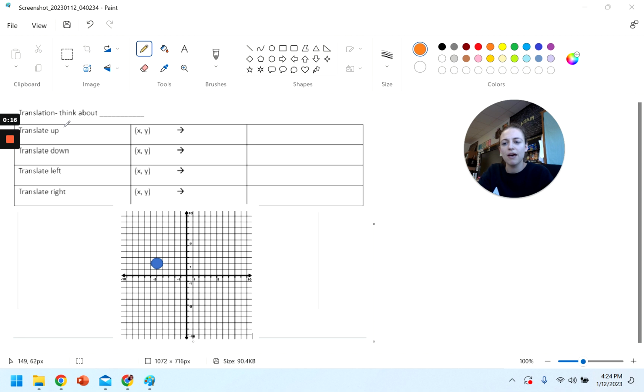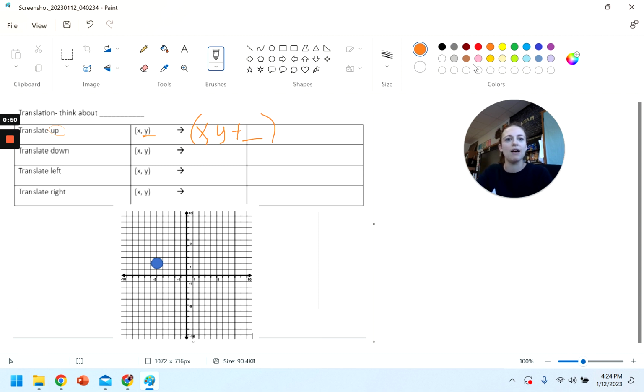The first translation that we have here is a translation up. Now up tells me that I'm going to move on the y-axis because the y-axis is what can bring me up or down. When you look at a coordinate grid, the numbers that are above the origin are positive numbers. And therefore, whenever you write this down, it would be (x, y plus however many spaces we move up). If, for example, it moves up 3 spaces, it would be plus 3. If we move up 5 spaces, it would be plus 5.